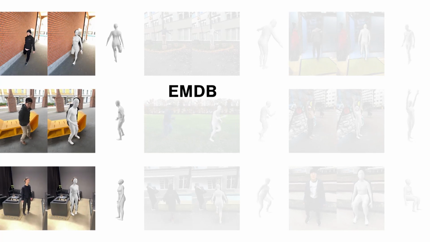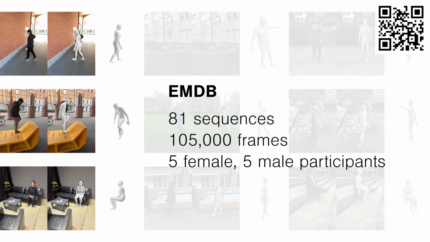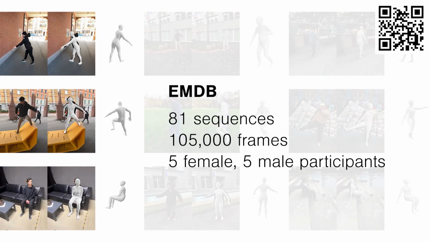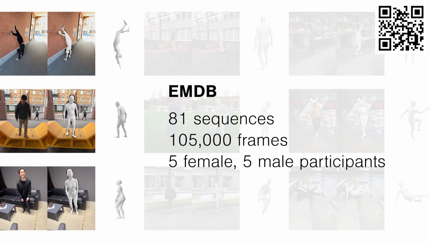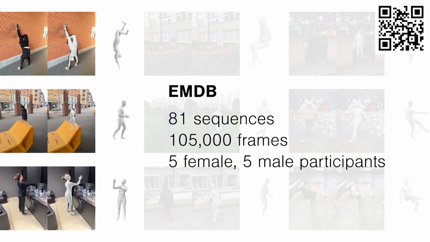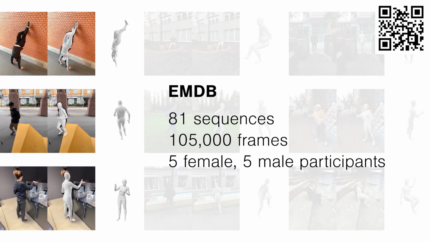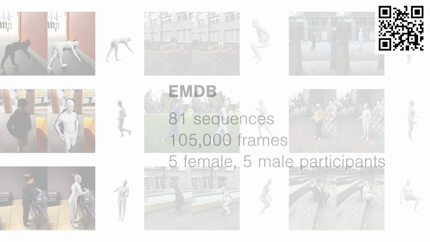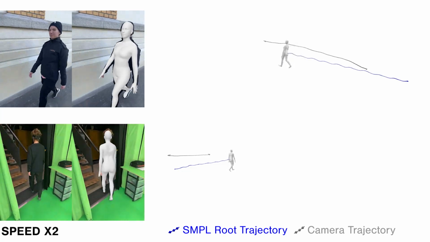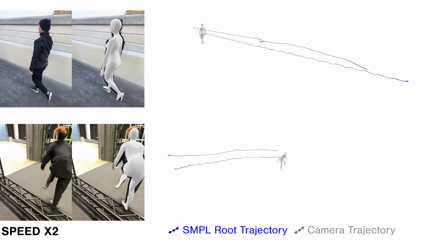EMDB contains a total of 81 sequences, 105,000 frames, distributed over 5 female and 5 male participants. It contains several sequences with challenging poses and occlusions. EMDB also provides global trajectories, which allows researchers to study the emerging task of global human and camera pose prediction.